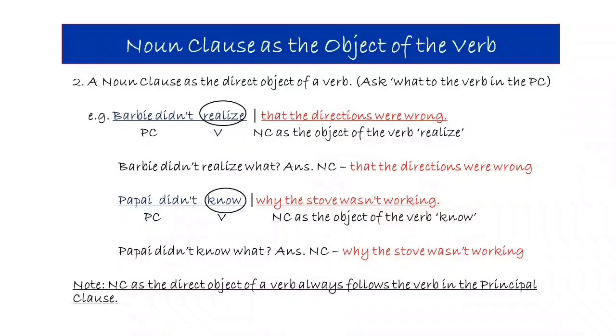Next, Popeye didn't know why the stove wasn't working. Here, Popeye didn't know is the principal clause. Why the stove wasn't working is the subordinate clause. Popeye did not know what. The answer is why the stove wasn't working. Here, why the stove wasn't working is the noun clause functioning as the object of the verb know. Please note, noun clause as the direct object of a verb always follows the verb in the principal clause.